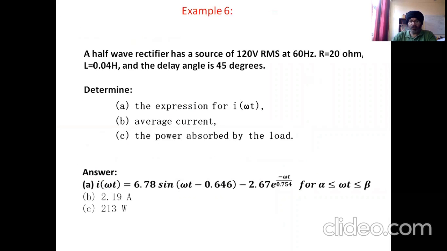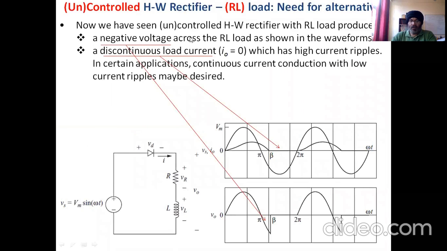So now, what are the problems or issues in the half wave rectifier if we are having an RL load at the output? We have seen previously in the graphical representation that we see a negative voltage at the output due to the presence of the inductance. We saw that. Which is this one. From pi to beta, we have a negative voltage at the load. That is one issue. Another issue is that the current is discontinuous.